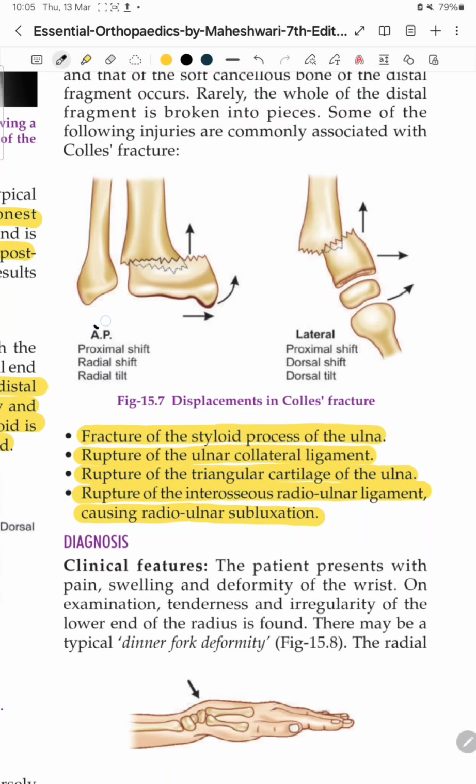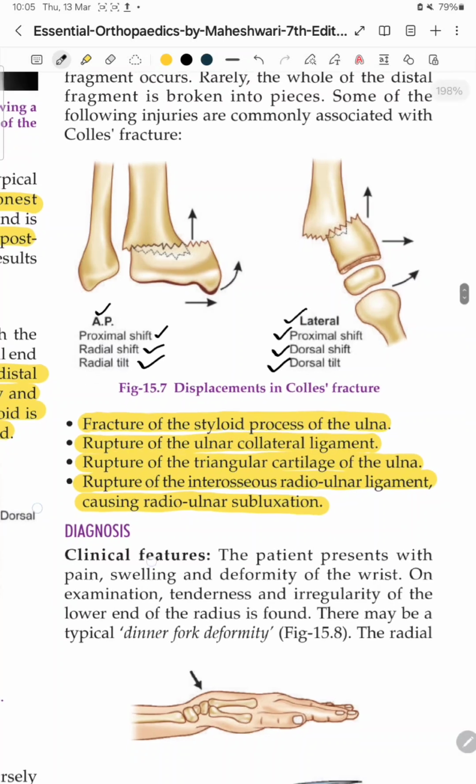As you can see in the anteroposterior view, we have the proximal shift and radial tilt. In the lateral view, we have proximal shift and dorsal tilt.